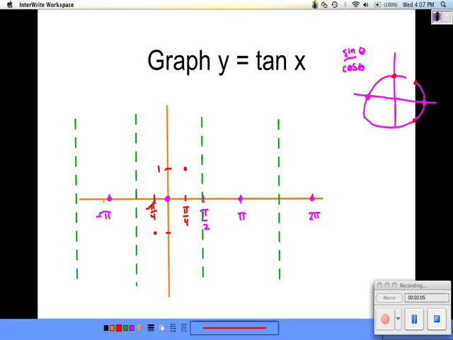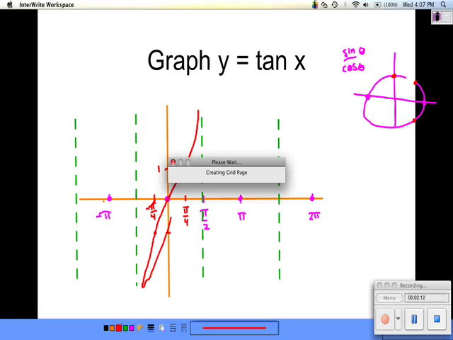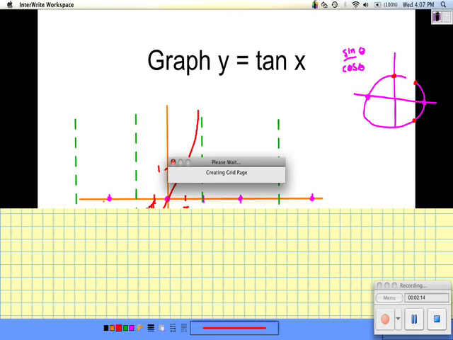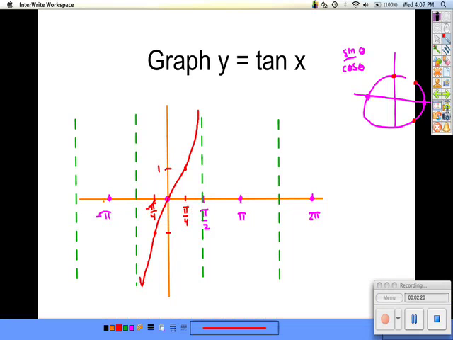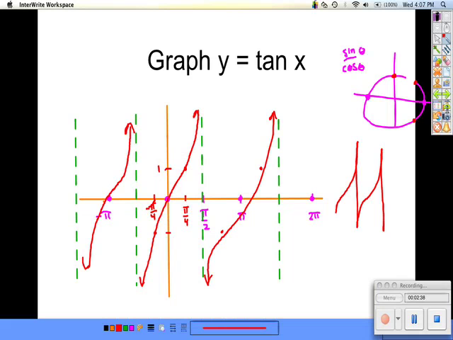The tangent graph looks like this, and the branches keep getting repeated over and over. Pardon my bad graph. In your graphing calculator, a lot of times you'll see this like that because the calculator's connecting the dots on the graph and it's showing the asymptotes.